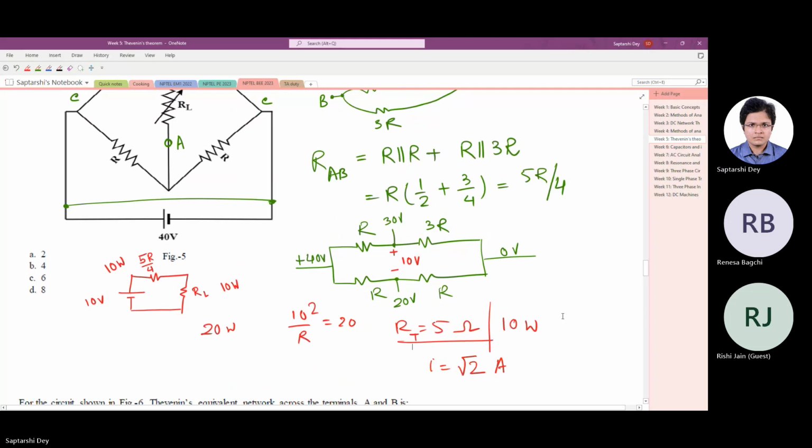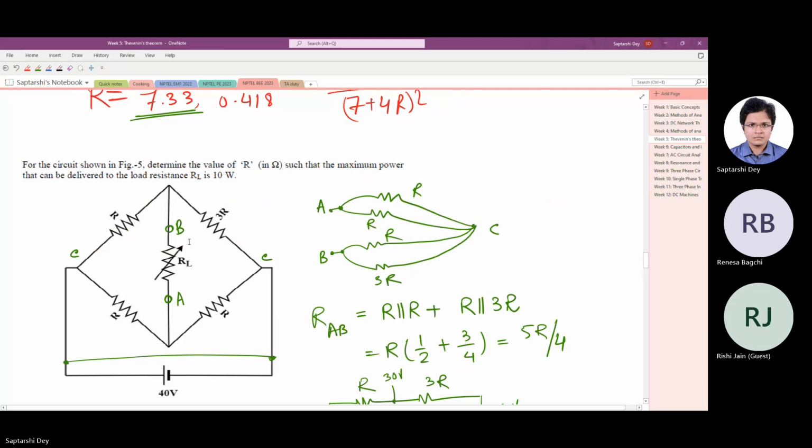Then 100 by 4 into 5R by 4 is equal to 10. Then R will be 2, right? Yes, I think so. You are applying some formula. Wait, just give me some time.